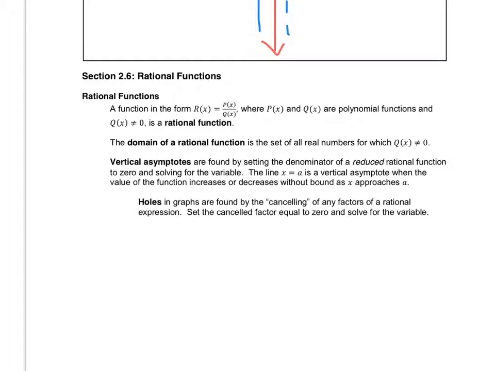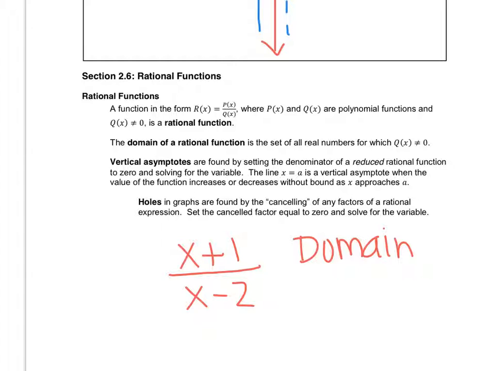Now, we've talked a little bit about domain before. Remember, when we have, let's say, for instance, x plus 1 over x minus 2. That top part is a polynomial and the bottom part is a polynomial. And so this creates a rational function. Now, as far as domain goes, our domain has to exclude anything that would make the bottom 0.